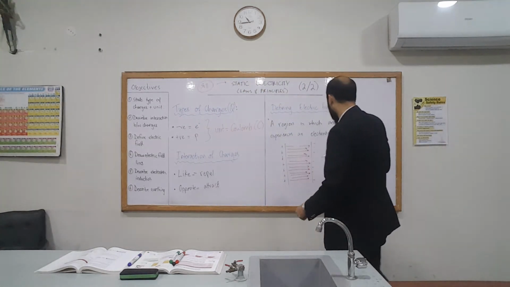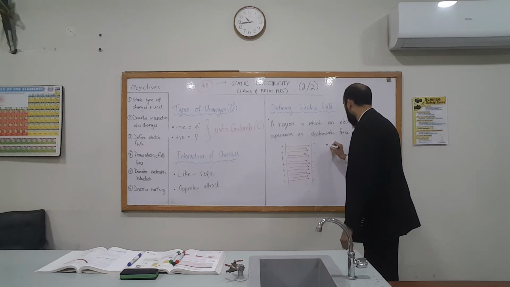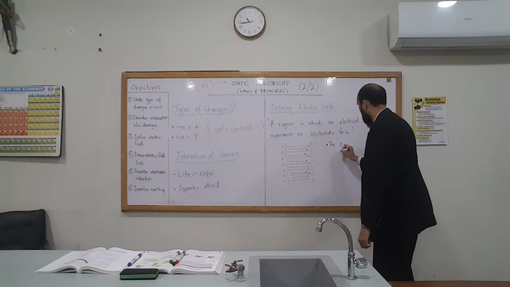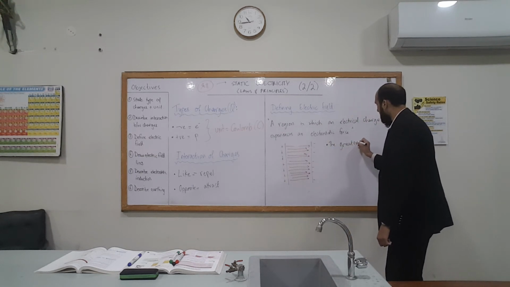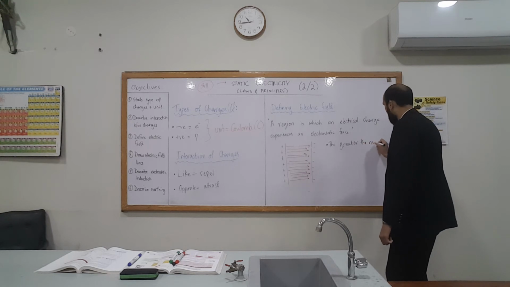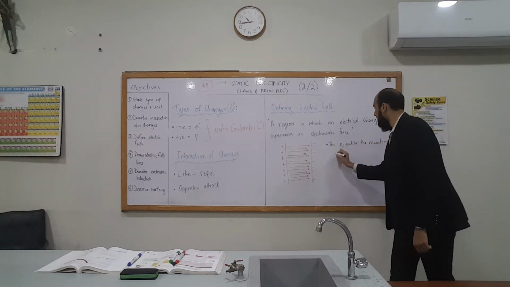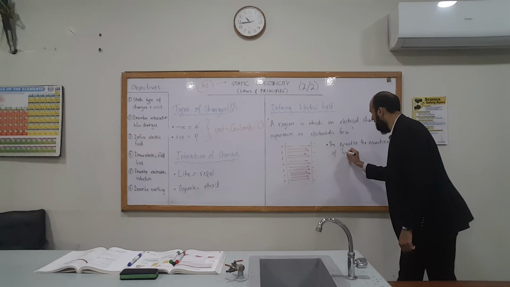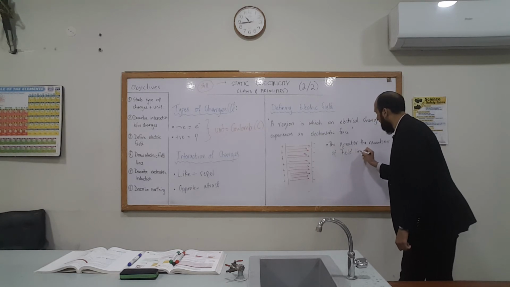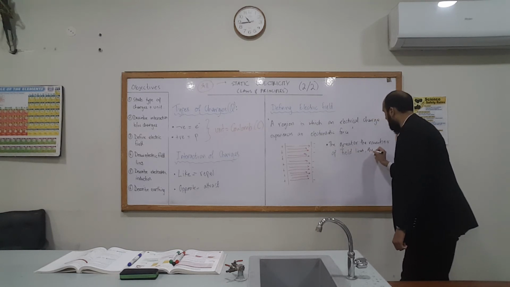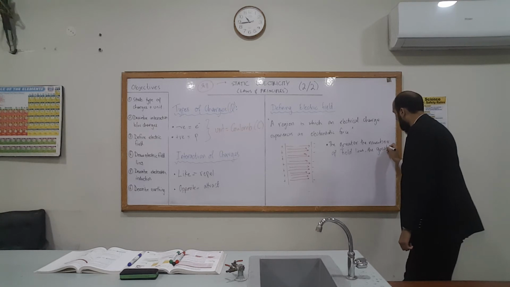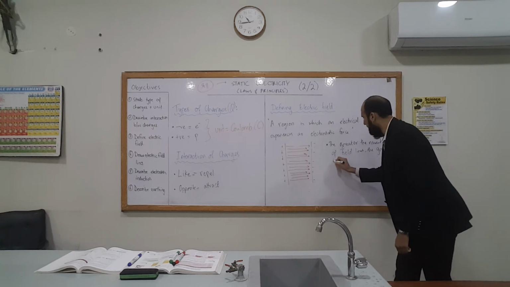So the greater the number of field lines, the greater the field strength.